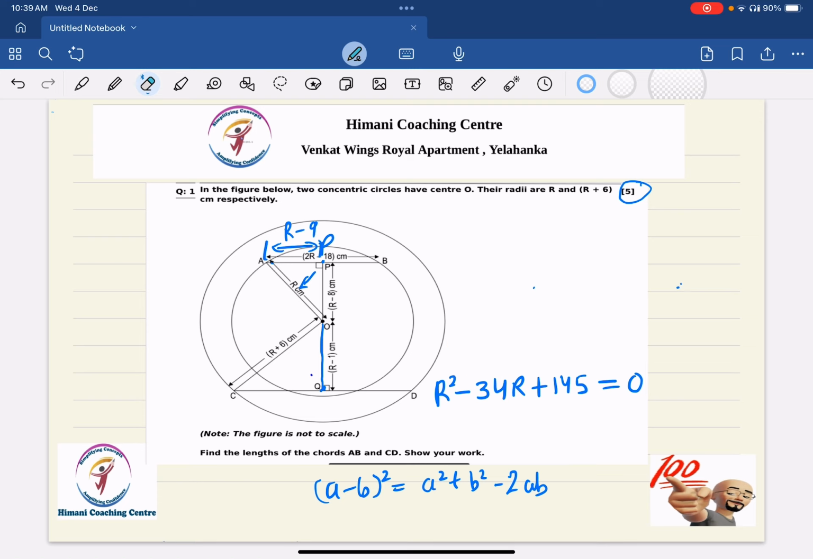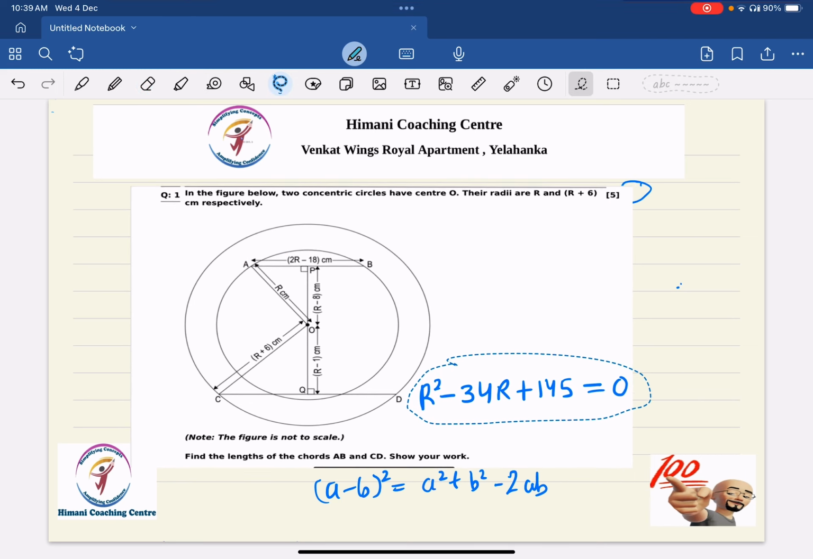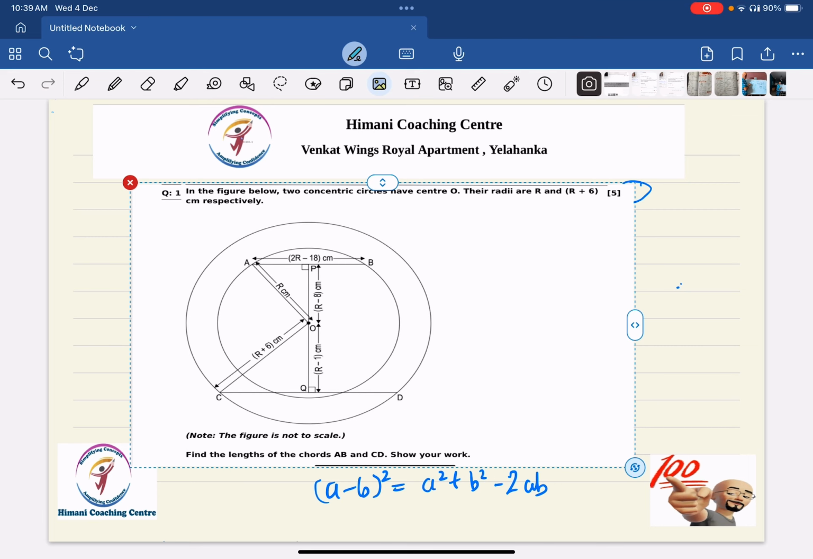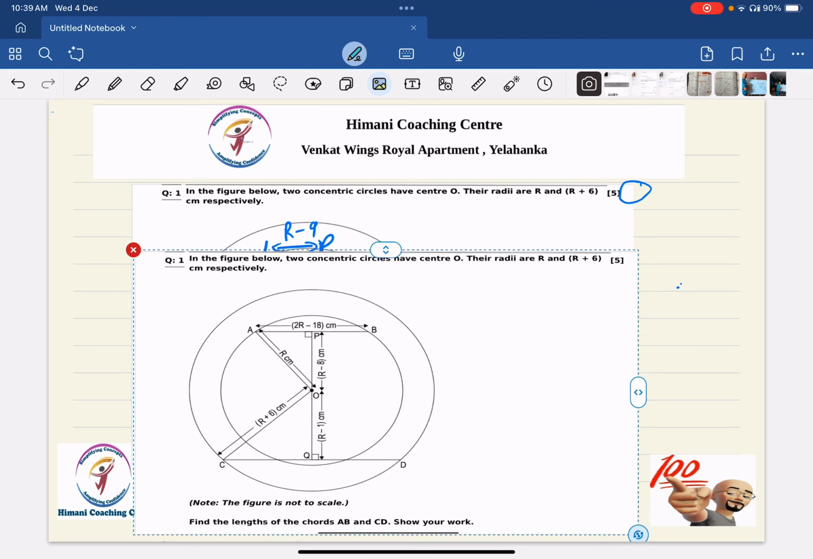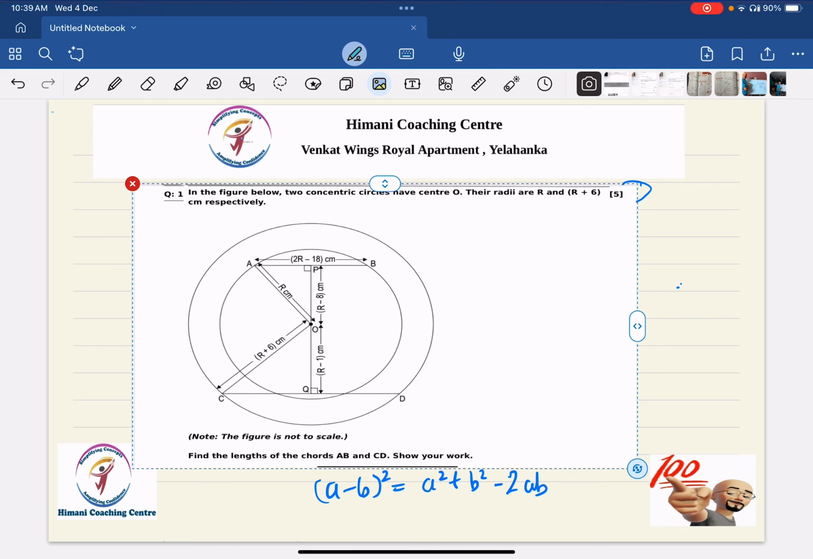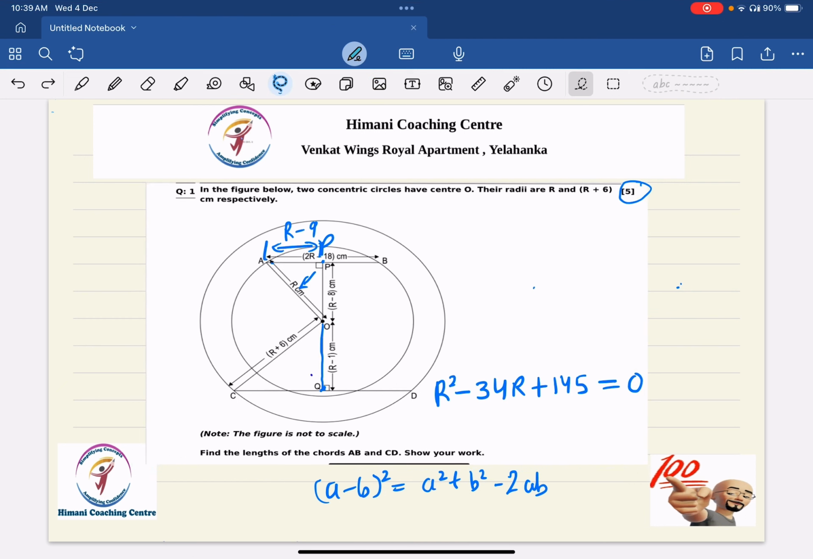So now we can just take this equation up. Okay, that also is not possible. So let me write this down. We have the equation as r square minus 34r plus 145, which is equal to 0. Now we have to solve for r.